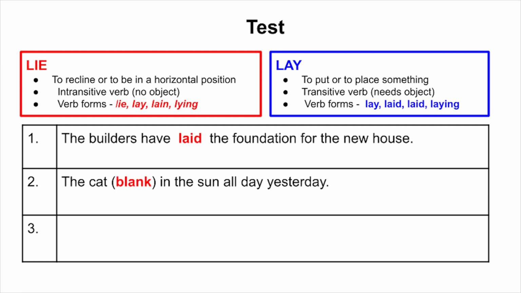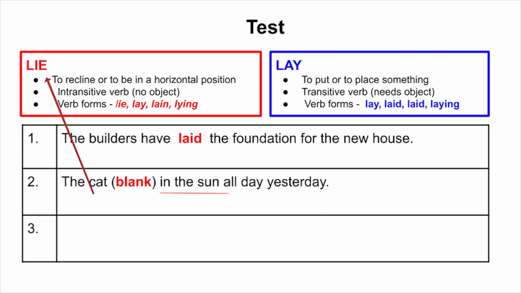Our second sentence. The cat blank in the sun all day yesterday. We may ask, is there an object in this sentence? No, there isn't. The verb is followed by an adverbial phrase, in the sun. And it would not answer to the question whom or what. So it is an intransitive verb. So our answer is going to be taken from a form of the verb to lie.